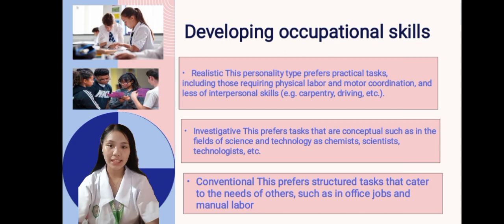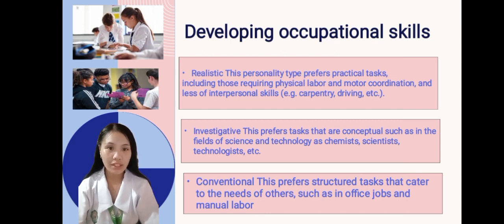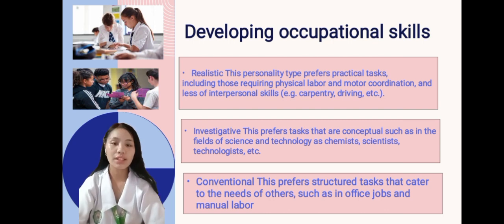Developing occupational skills. Senior high school grades 11 and 12 were designed to provide attention to occupational skills that are absent even among college graduates. The Department of Labor and Employment reports that there is a mismatch between academic preparation and job skills, thus worsening the gap between employable school graduates and potential jobs or employment. Theorist John Holland has identified basic personality factors that match with attitude and work preferences. So the first one is the realistic.